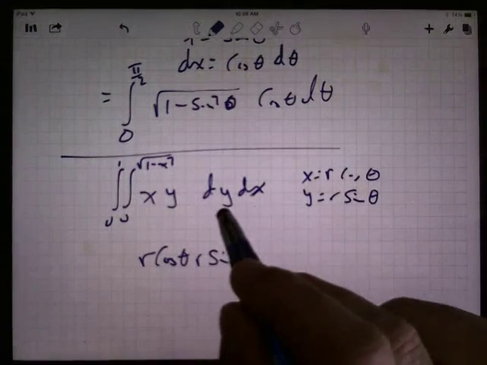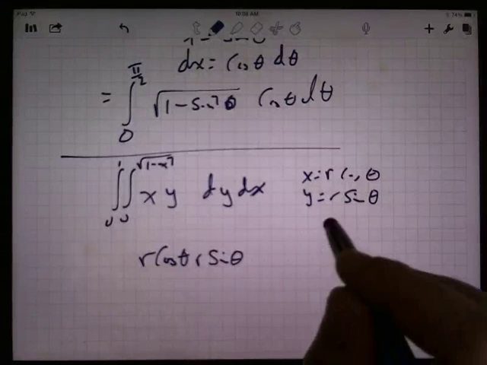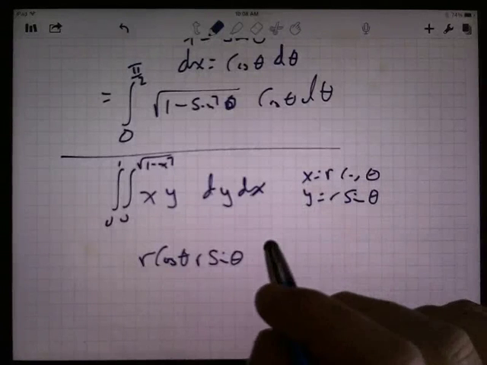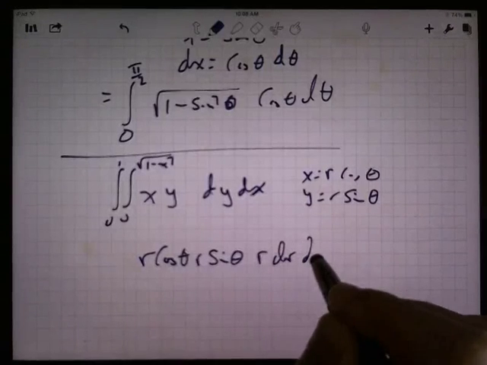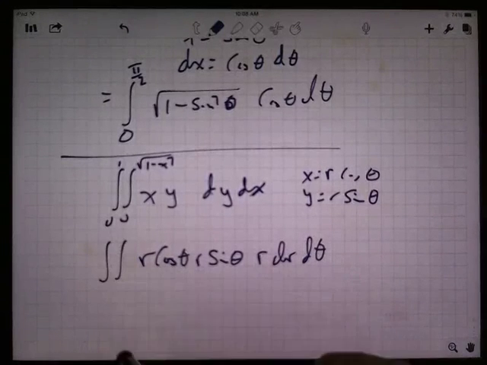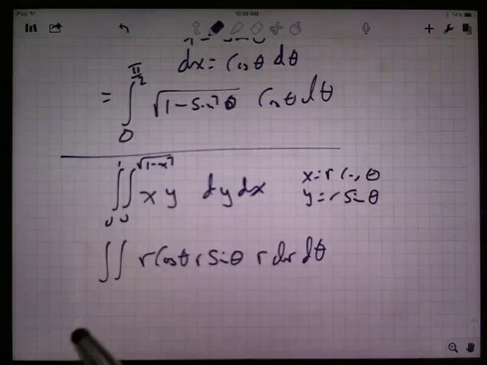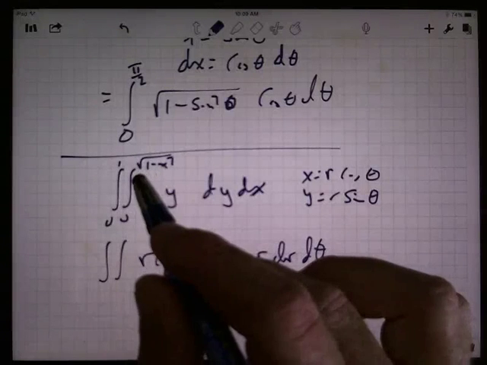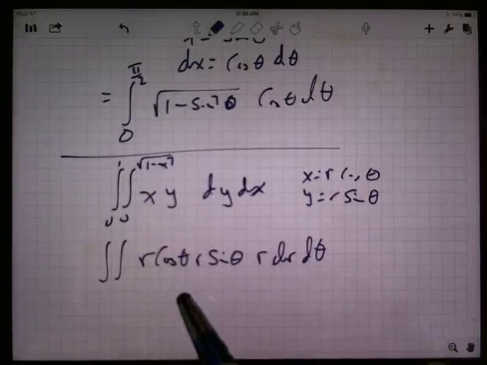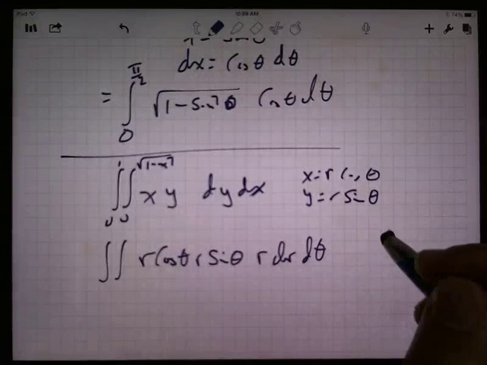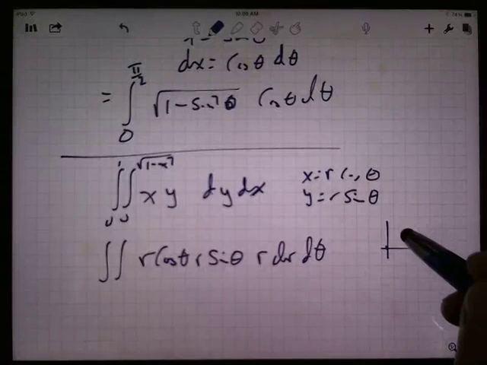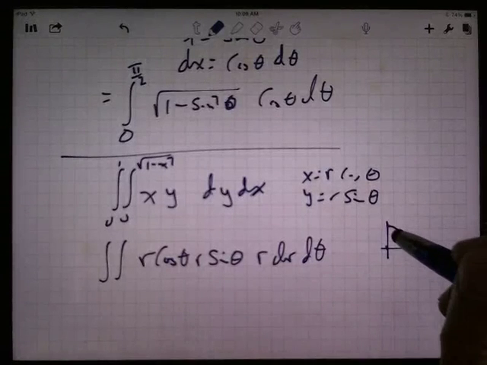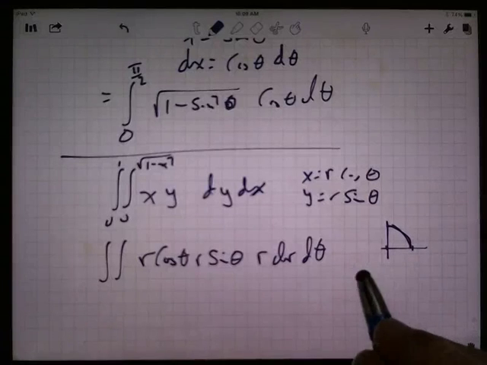I have to change the dA. The dA for this polar coordinate switch here is r dr d theta. And then I change my limits of integration to match the region. It's still describing the same region, but do it in polar coordinates. So this region was from 0 to 1 on the x, and 0 to, yeah. So this is like a quarter of a circle here.